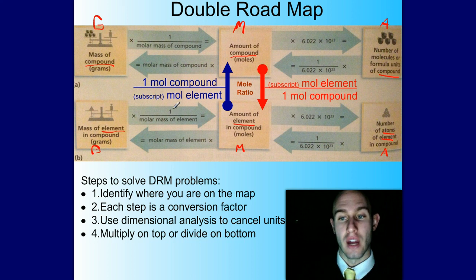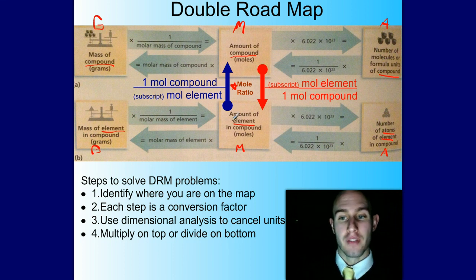They're all double arrows. What is new is this right here, this mole ratio. So this is a mole ratio. This is new. Now all of a sudden there's a bridge to go from compound down to element or back up. So in order to get from a compound to an element, you are going to use what is called a mole ratio. And that's basically the subscript of the element in the compound over 1 mole of that compound.